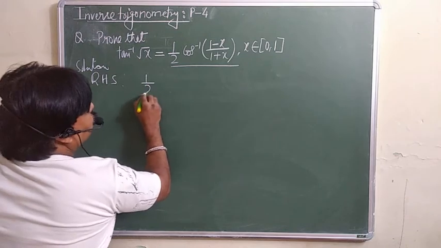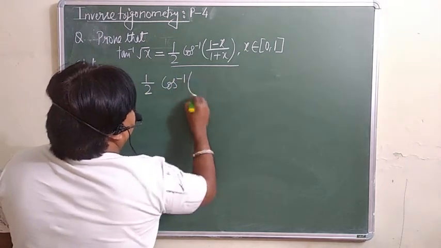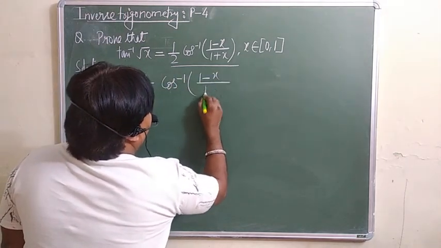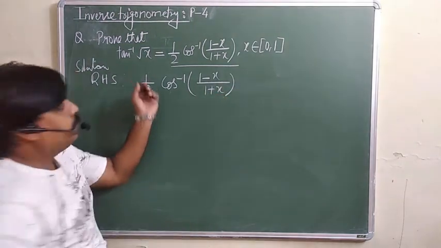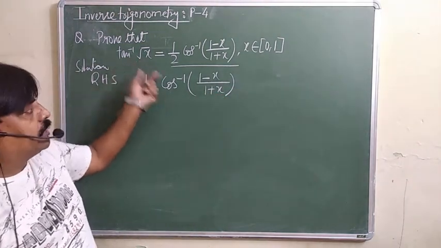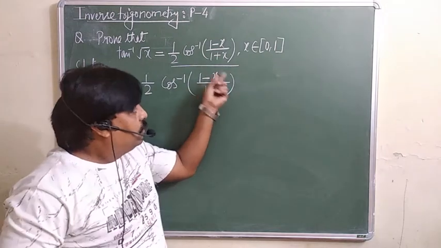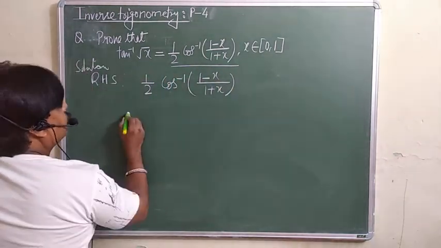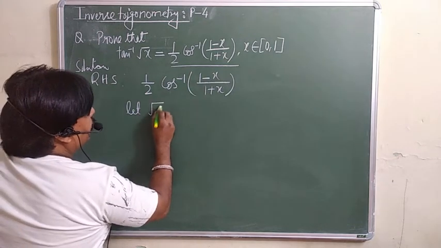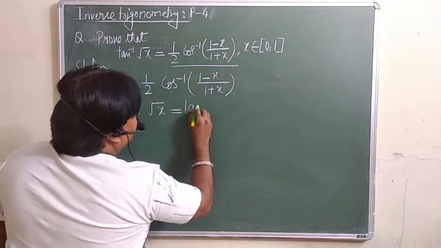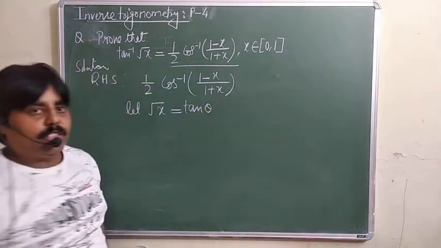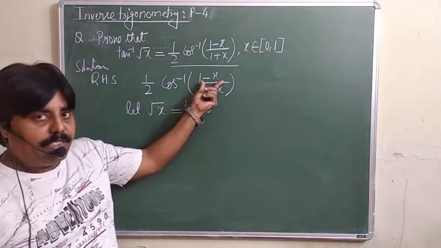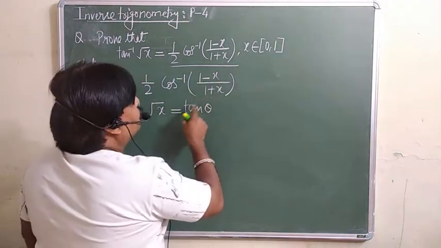RHS is 1 by 2 cos inverse of (1 minus x) over (1 plus x). What exactly do we want to prove? We want to prove it is equal to tan inverse root x. So here you are supposed to use a substitution. You can assume that root x is equal to tan theta. Just put root x equal to tan theta.